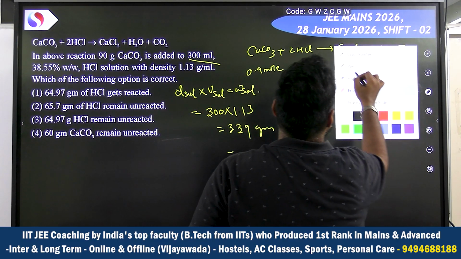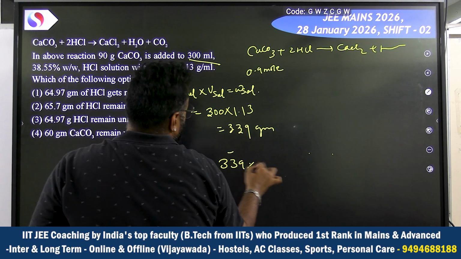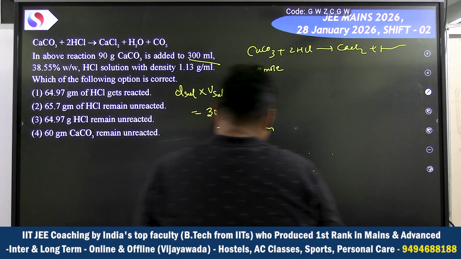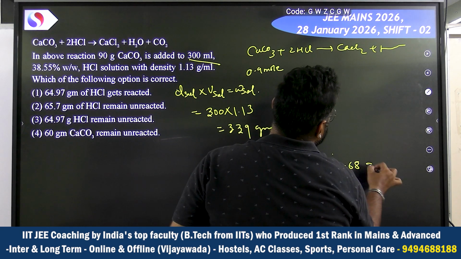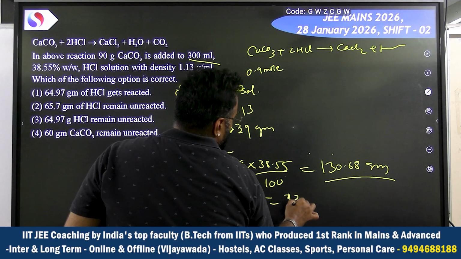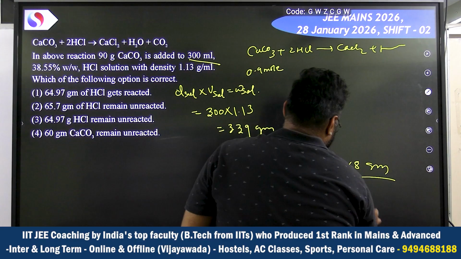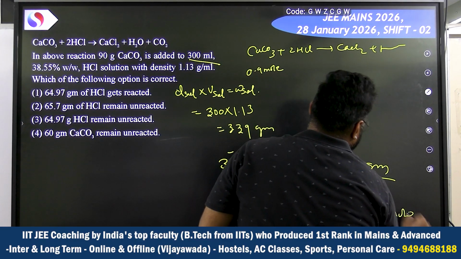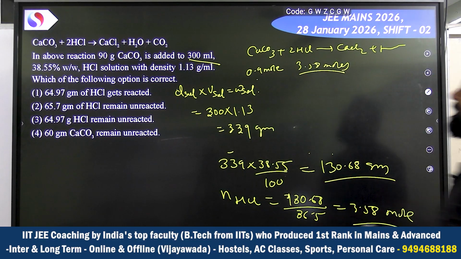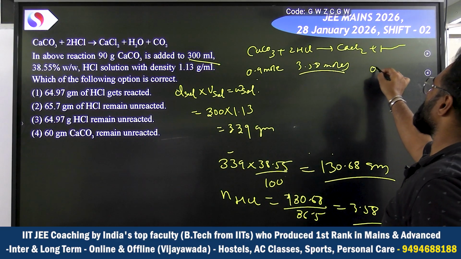This is gram, and what we have? We have 38.55 weight by weight, na. So 339 into 38.5 percent, this will be the actual weight. So the actual weight will be 130.68 grams. Now number of moles of HCl, 130.68 divided by 36.5. So this will be how much? 3.58 moles. So obviously calcium carbonate is the limiting reagent. Calcium carbonate is the limiting reagent. So this will be how much? 0.9 moles.